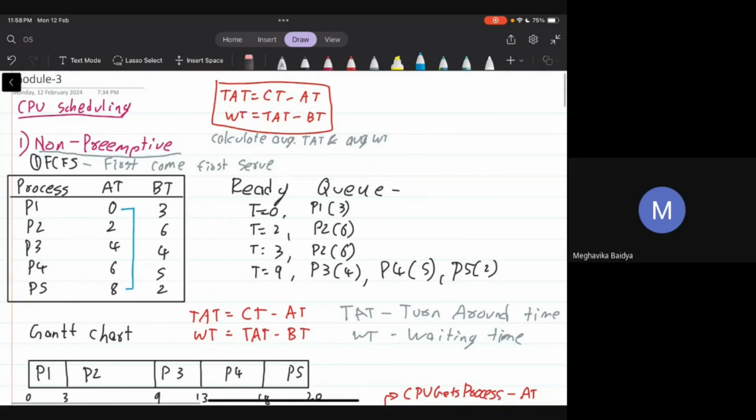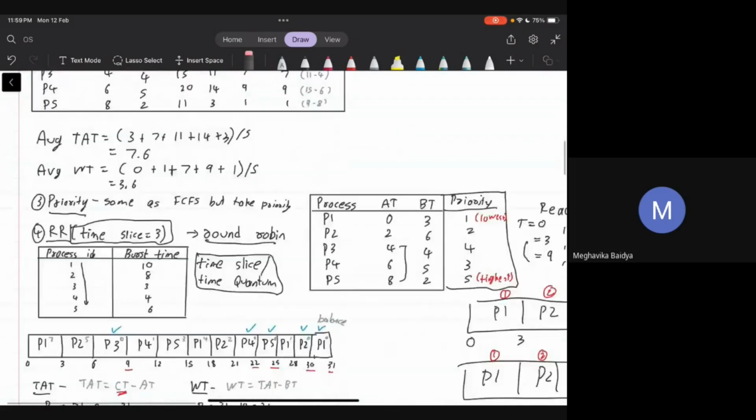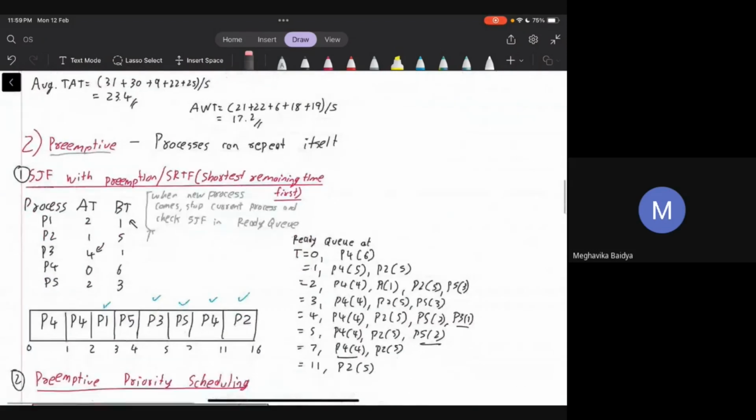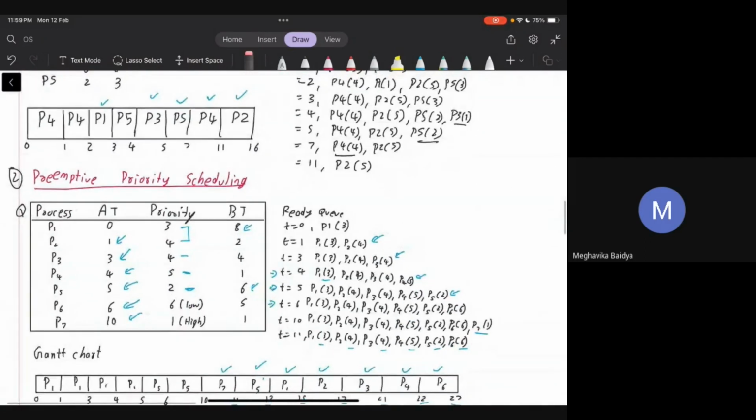So even if, let's see here, at T equals 2, P2 came, but P1 is already executing. It came first, so there is no meaning of interrupting it. Why does it have to interrupt itself when you know that P1 is going to finish itself? Got it. So preemptive FCFS does not exist. Any questions in priority preemptive?